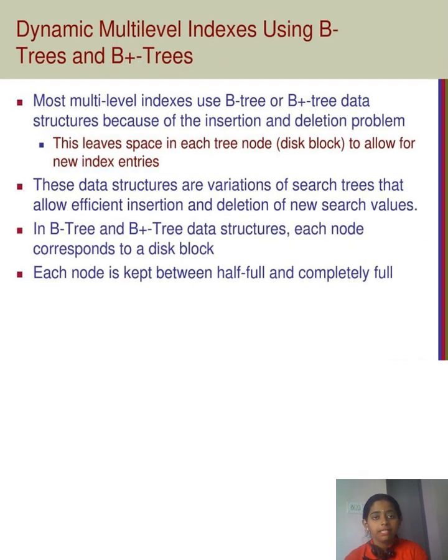Dynamic multi-level indexes using B tree and B plus tree. Most multi-level indexes use the B tree or B plus tree data structure because of the insertion and deletion problem. This leaves space in each tree node disk block to allow for new index entries. These data structures are variations of search trees that allow efficient insertion and deletion of new search values. In B tree and B plus tree data structures, each node corresponds to a disk block. Each node is kept between half full and completely full.